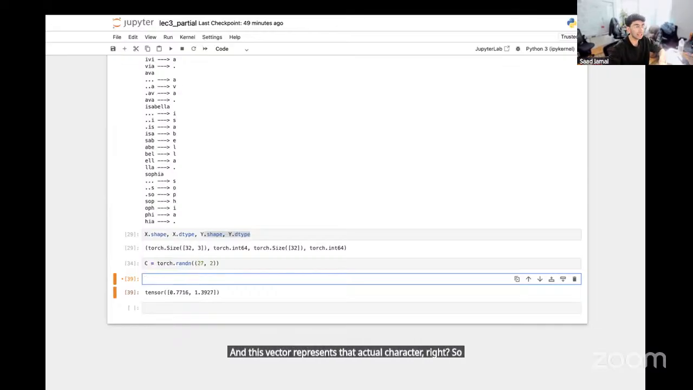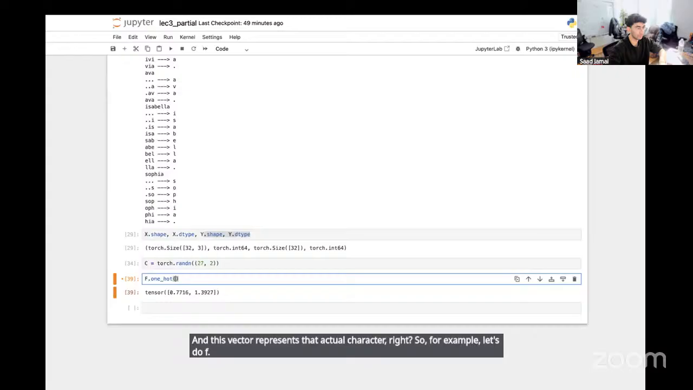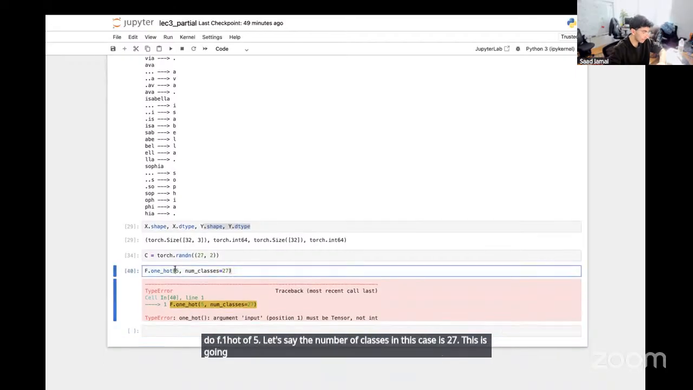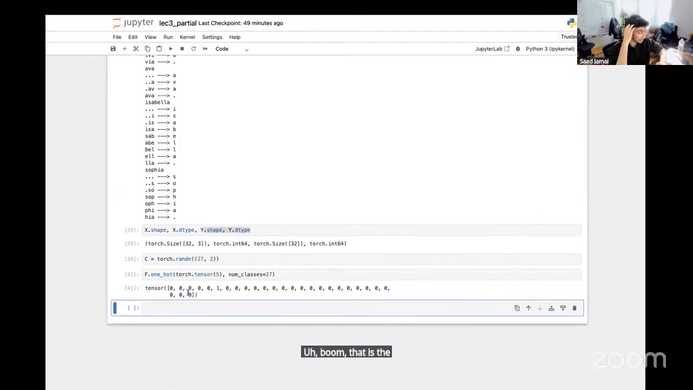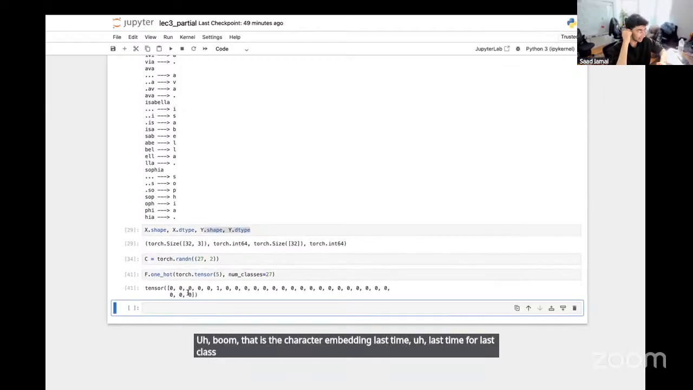So for example, let's do F dot one_hot of 5. Let's say the number of classes in this case is 27. This is going to error because the first element needs to be a tensor. Everything in PyTorch has to be a tensor. Boom, that is the one-hot encoding last time for the character E, right? So this is the big improvement that we're making: we're not using one-hot encoding. We're just using character embeddings.